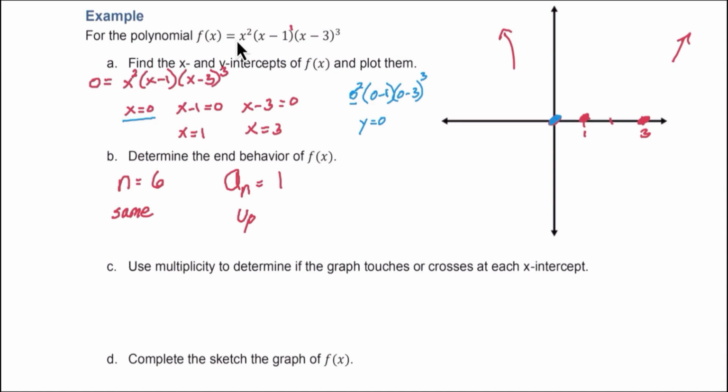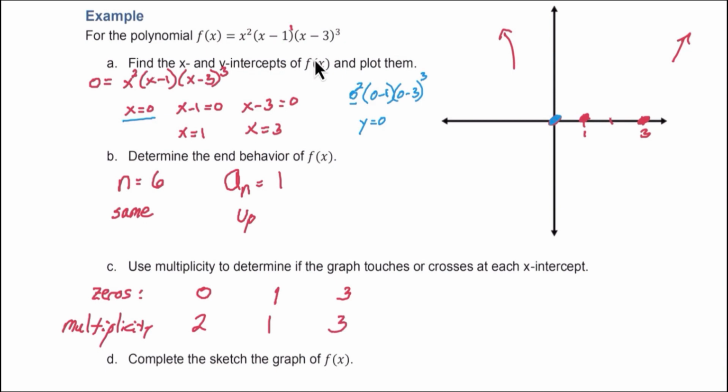Next, we look at multiplicity. So let's first look at the zeros and determine their multiplicity. The first 0 is the number 0, and that's generated by this factor, x. Notice its power is 2. That means its multiplicity is 2. The next 0 that we come across is 1. And notice the degree there is 1, so its multiplicity is 1. The next 0 is 3, and its multiplicity is 3.